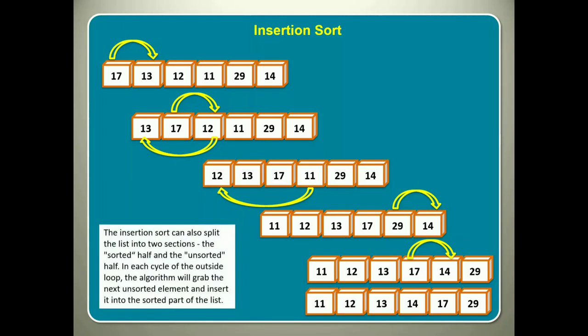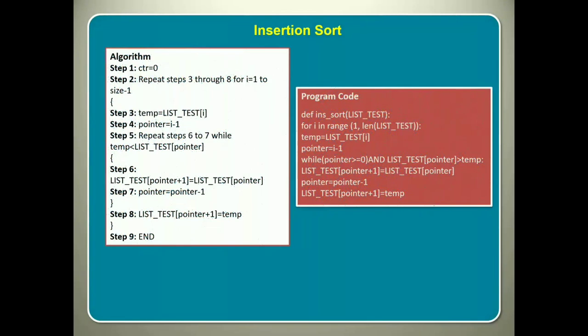As you observe in the example, the insertion sort can also split the list into 2 sections, the sorted half and the unsorted half. In each cycle of the outside loop, the algorithm will grab the next unsorted element and insert it into the sorted part of the list. The algorithm and program for insertion sort is shown on the screen.